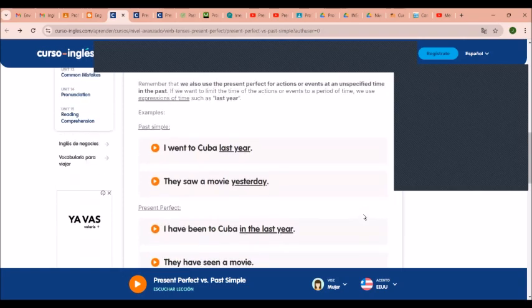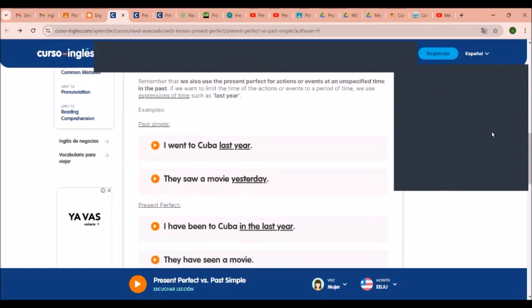Let me see if Ada's microphone is working now. Hey, Ada. Oh, yes. Pregunta? No, teacher, I just want to participate. Okay, go ahead. You can read for us. Remember that we also use.